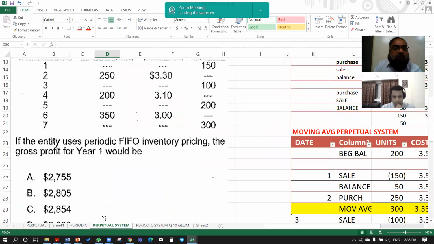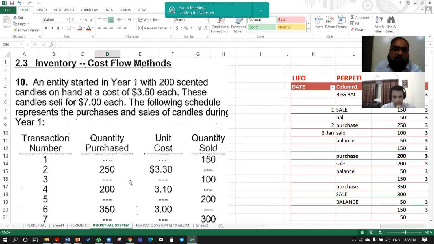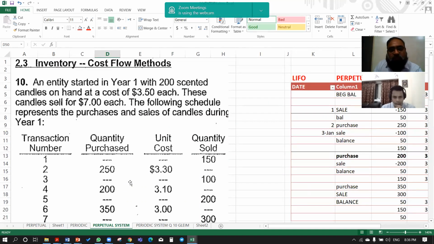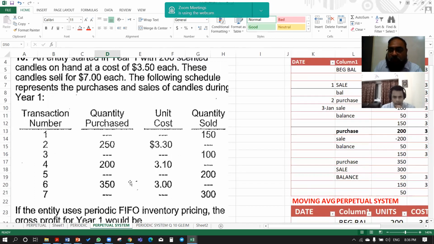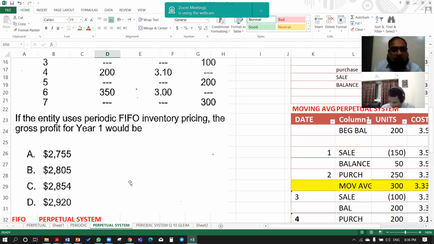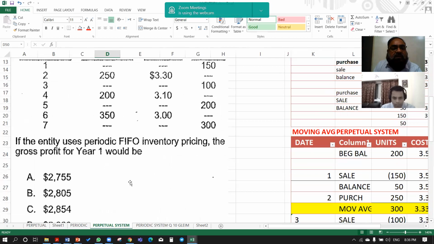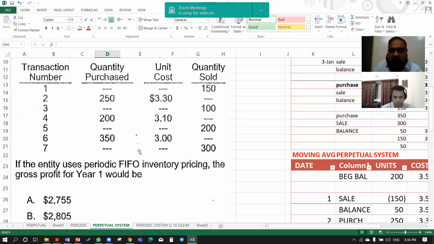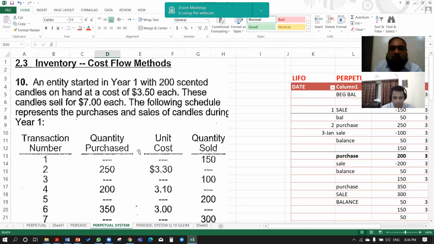So basically here we have done the perpetual inventory system, right? Basically, this question was a multiple choice question, but we are going to make it an essay type. But let's see what the question was. If the entity uses periodic, but we have not done periodic up till now, right? So we have done the perpetual. I would like us to complete the perpetual completely first, then we'll go to the periodic.